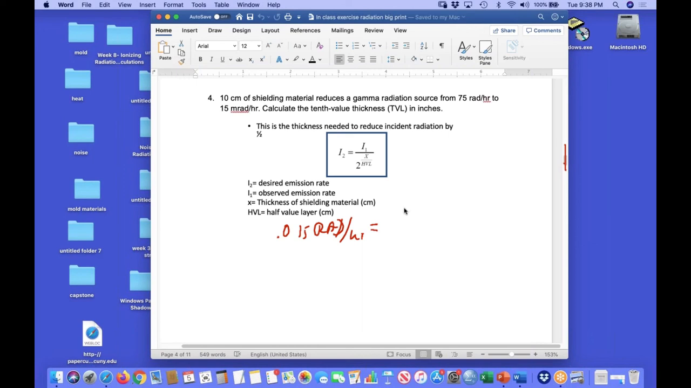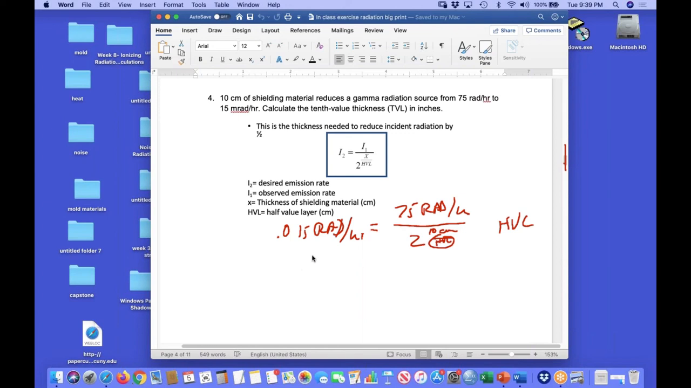I want to get things into the same units as quickly as we can, is equal to the initial energy source, which is 75 rads per hour. Okay, you get what I did there? Instead of using 15 millirads, I just converted it right away to 0.015 rads, divided by 2 to the thickness of the shielding material, which is 10 centimeters, over the half-value layer, which is in centimeters, so it's HVL, and that's what we're looking for, that HVL, for starters.